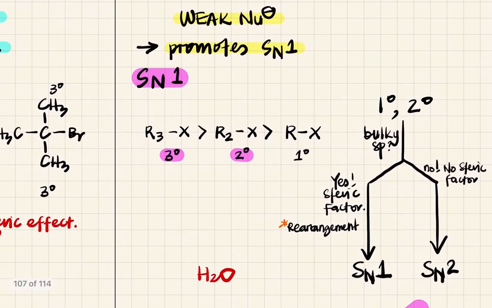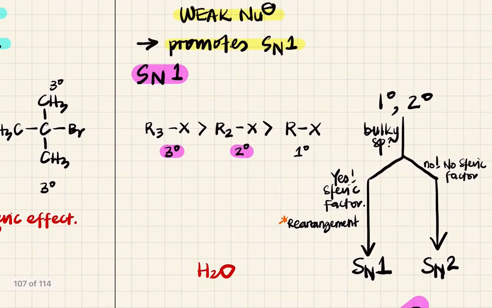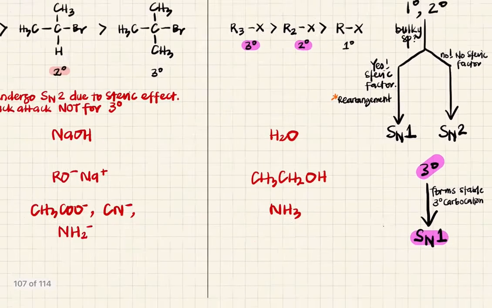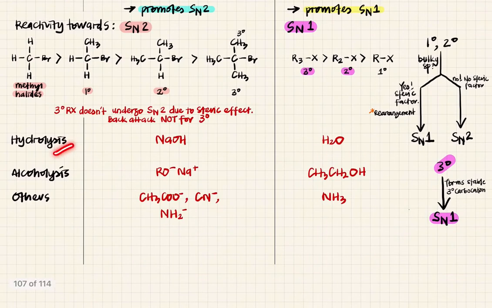Okay, kalau awak guna weak nucleophile, you will promote Sn1 mechanism. Okay, contoh weak nucleophile, okay, adalah, let's say for hydrolysis, it is water. Okay, dia tak ada metal pun. Okay, so dia tak berapa negatively charged lah, tak kuat sangat. Okay, dia tak ionic macam yang ni.